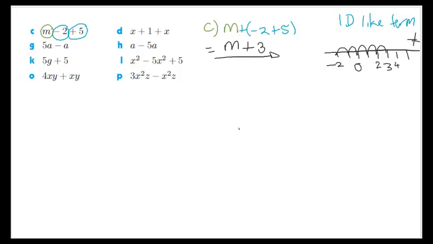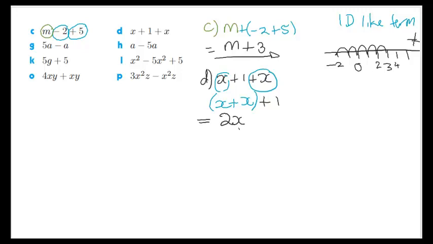Let's try question D. Question D says x plus 1 plus x. The first thing I do is look for like terms. So my x and my x are both variables that go together, and my constant is going to go alone. So I'm going to say x plus x in brackets, and then I'm going to add my constant plus 1. And x plus x equals 2x plus 1. That's my final answer, because there's a 1 in front of the x and a 1 in front of the x. So I have 1 apple plus 1 apple gives me 2 apples.